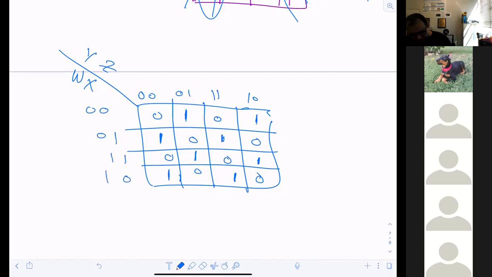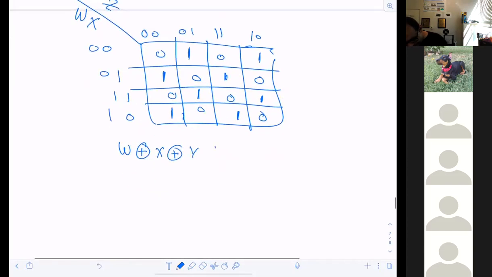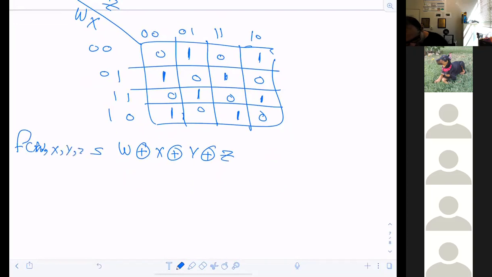Oh, that's a checkerboard. Yes. So this is basically the W, X, Y, Z. And then the inverse of that is X NOR. Exactly. Yes.